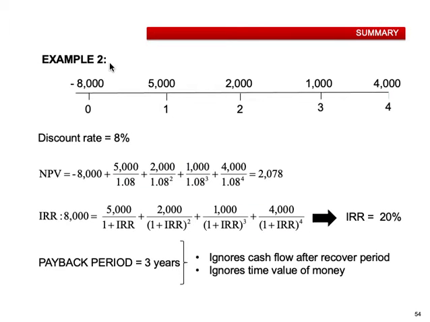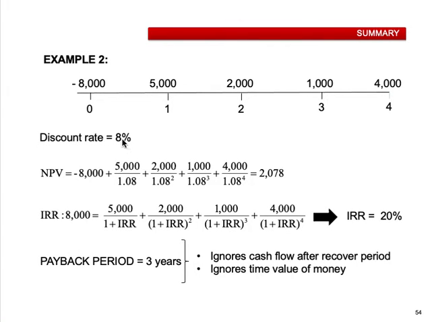Let's look at example 2. Example 2 has a project with an economic life of 4 years, 0, 1, 2, 3, and 4. At T0, the project has a negative cash outflow of 8,000, which is the investment. At T1, it's going to expect a cash flow of 5,000, 2,000, 1,000, and in T4 they have a positive cash inflow of 4,000.